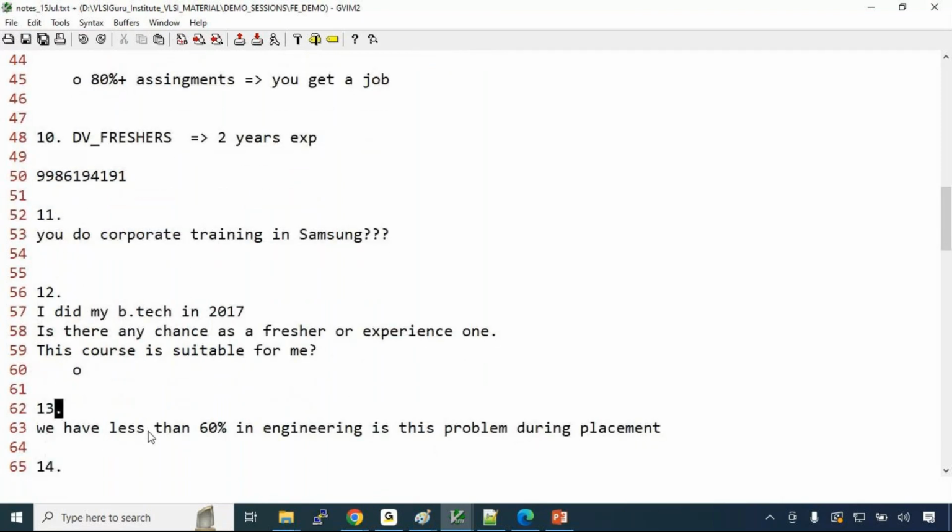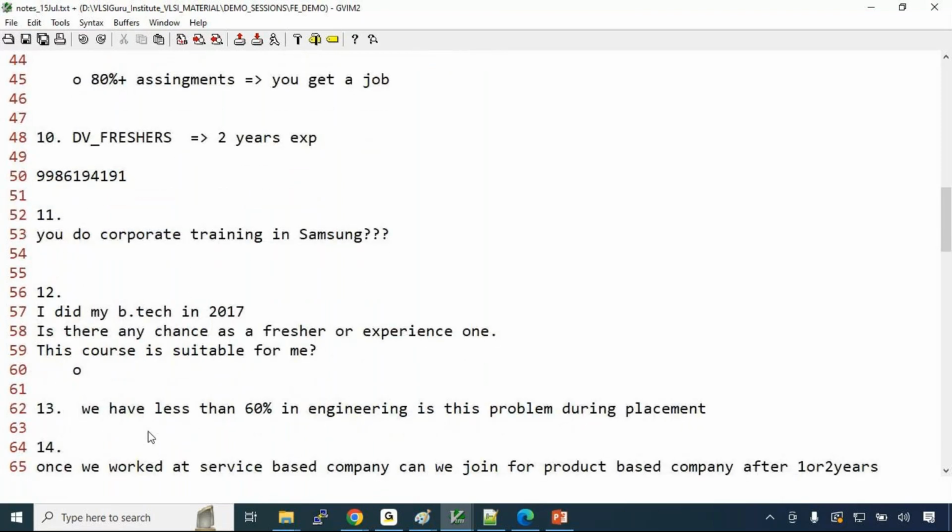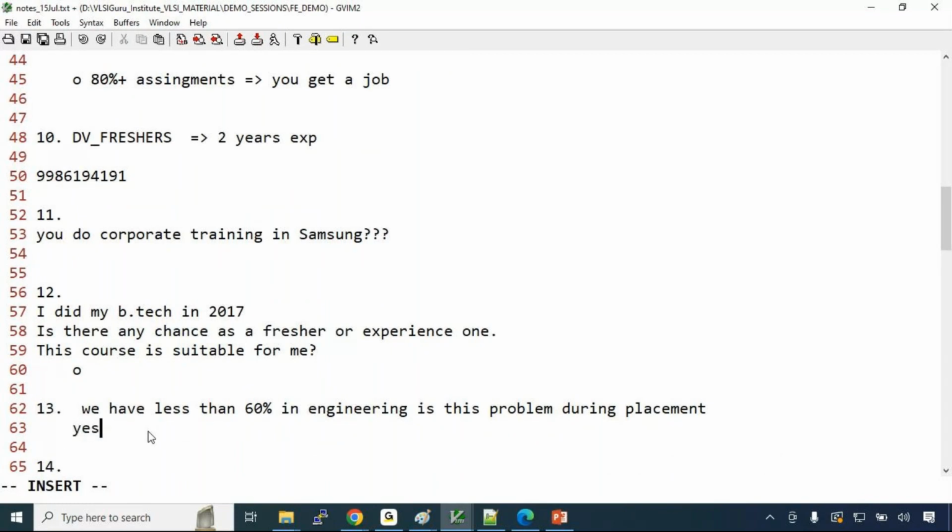If we have less than 60% in engineering, is this a problem during placement? Yes, of course it's a problem. If companies like HCL, Wipro, Tech Mahindra come, they will not consider your profile. But there are some companies, around 50% of the companies, who are open to hiring people with less than 60 percentage also. But you don't have another option also, right? Even if you go to software jobs, or any job you go, there will always be 50% of the companies who will look at the percentage.